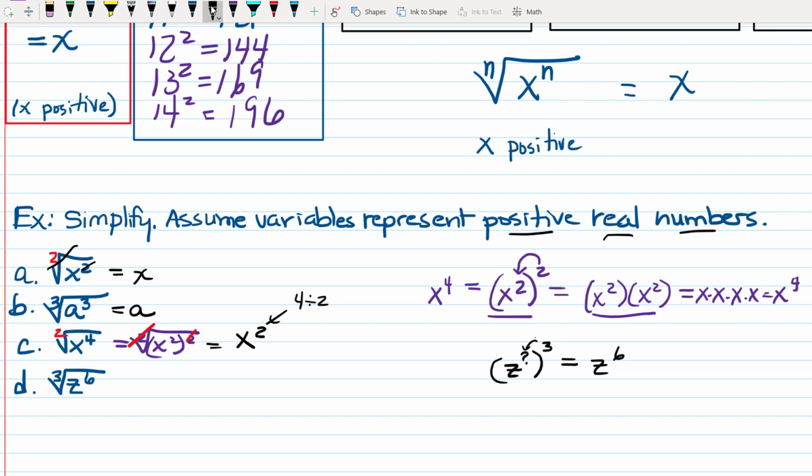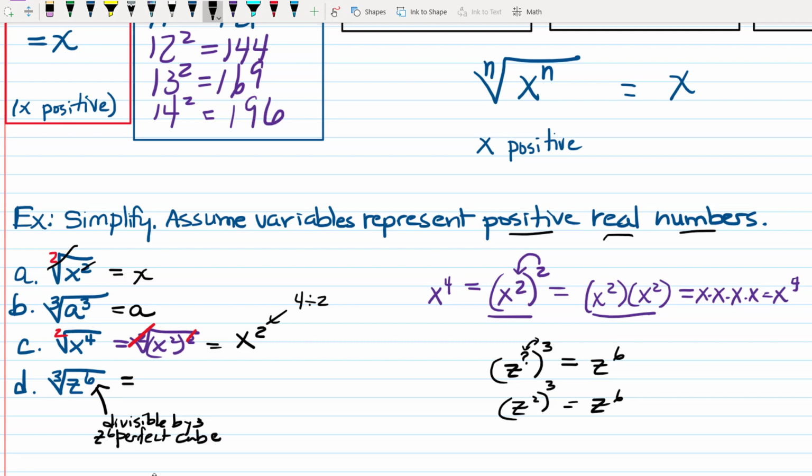Well, if you raise a power to a power, you multiply the exponent. So we would need a 2 there so that when you raise z squared to the third power, that ends up giving you z to the sixth. So this is a perfect cube because 6 is divisible by 3. That's important. That's why z to the sixth is a perfect cube.